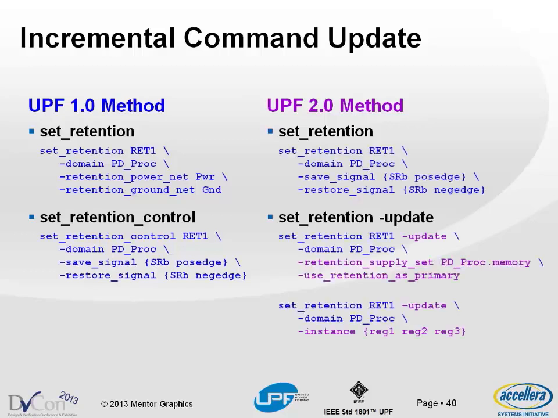And in 2.0, we have this ability to update a command instead. So instead of preordaining that there are certain options you specify on set retention and certain options you specify on set retention control, we now say, here are all the options. There's a minimum set you have to specify every time, but you can update it and add more options as you go. And this gives us much more flexibility and the ability to incrementally develop the specification as we get more information from different places.